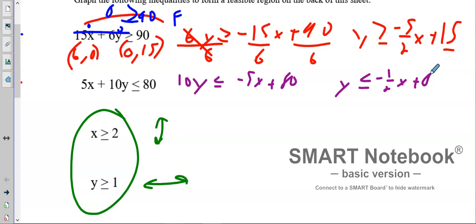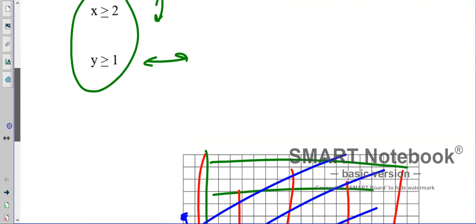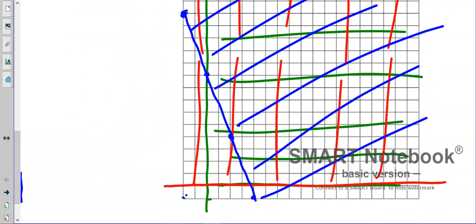Or if I did the cover-up method, cover up the y, 5 goes into 80 16 times. Okay, so that would be 16 comma 0. And if I cover up the x, I get y of 8, so that'd be 0, 8. So again, I can do it either way. I can put a dot at 8 and go down 1, right 2, or I can put them at 16, 0, and 0, 8 and connect the dots with a good straight edge.